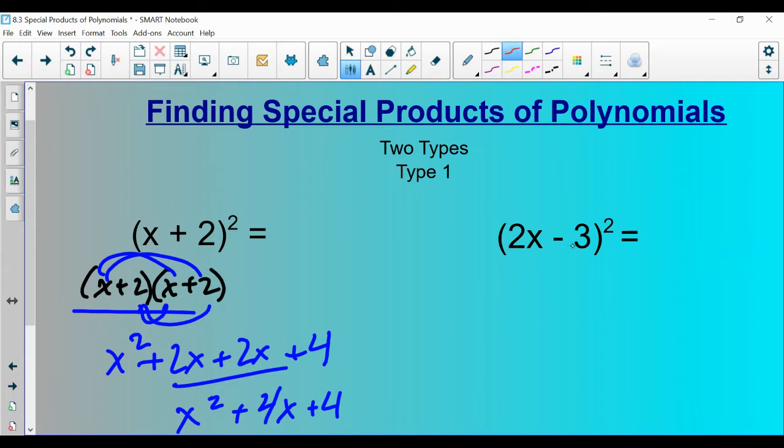Let's then look at this. 2x minus 3 in parentheses is being squared. Remember, to square something means to multiply by itself. 2x minus 3 times 2x minus 3. We then need to FOIL it.